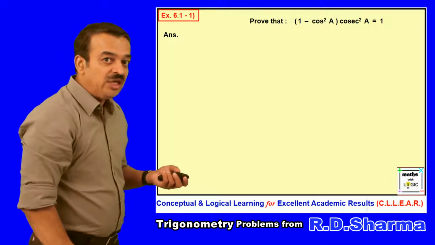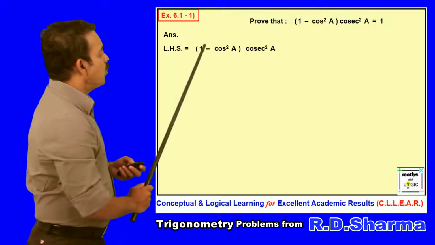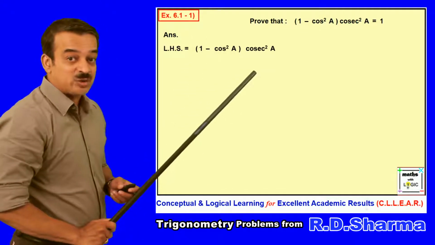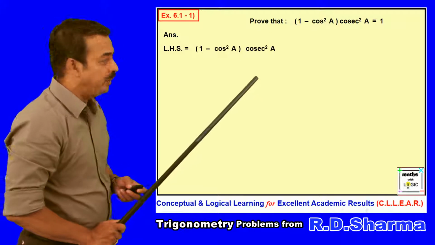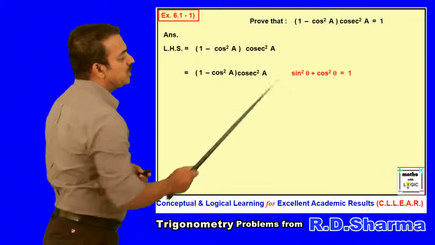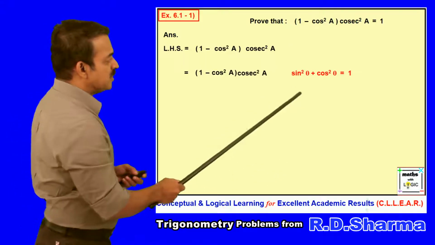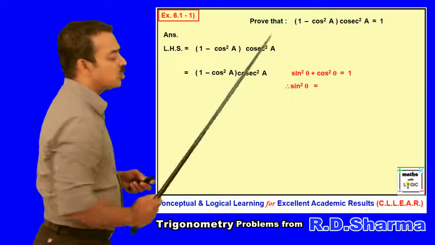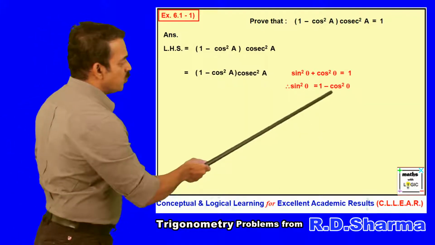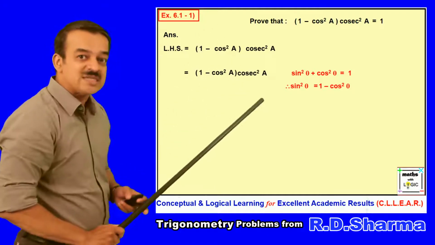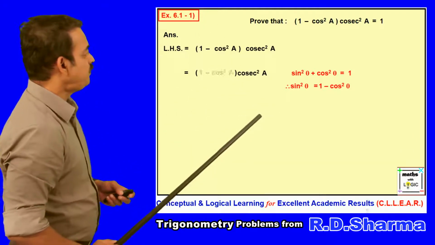So I am beginning with the LHS. 1 minus cos square A should be replaced as sine square A. Let us see whether we can prove it. You all are aware that sine square theta plus cos square theta is equal to 1. Thus, I will get sine square theta as 1 minus cos square theta. Thus, this 1 minus cos square A can be replaced as sine square A.